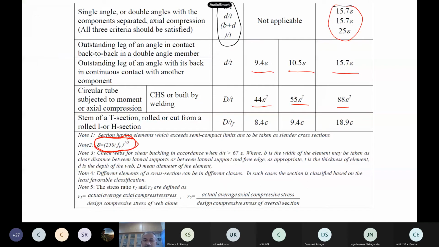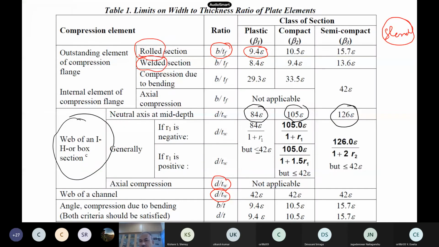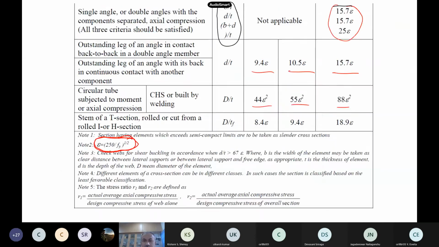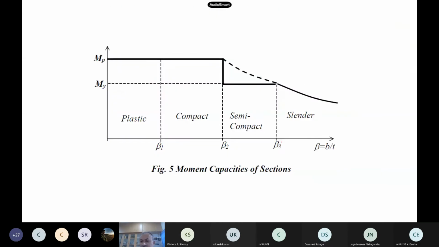Okay, so in the code they have already given this nice table. So plastic, compact, they will give all kinds of channels. So for the web of a channel section, if you are using, these are the limits. They have given all these numbers. So this is a graph. So these are the betas. Okay, so beta 1, that is a plastic section. For the I section, it was 9.4 times the epsilon.